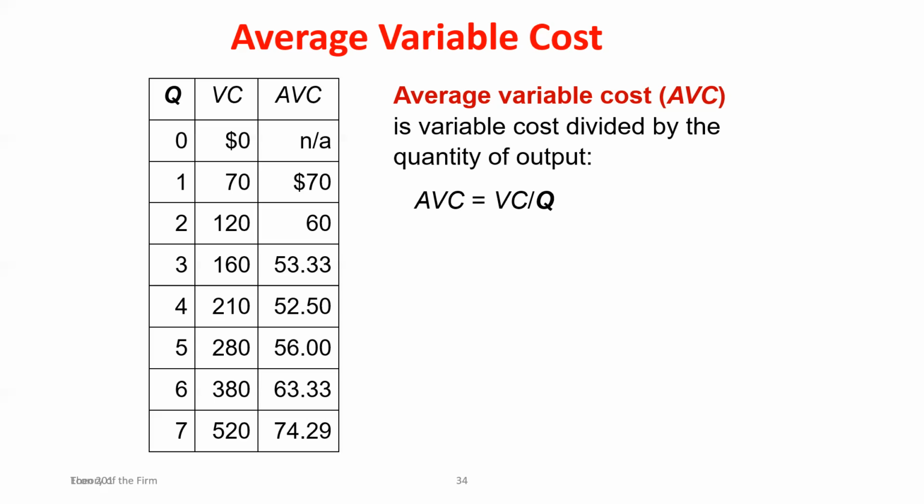So eventually I get to a point where my average variable costs are no longer declining because I've exhausted those gains from specialization, and they begin to increase. Is that clear as to why that would be? So if we think about it initially, I'm going to have these costs.